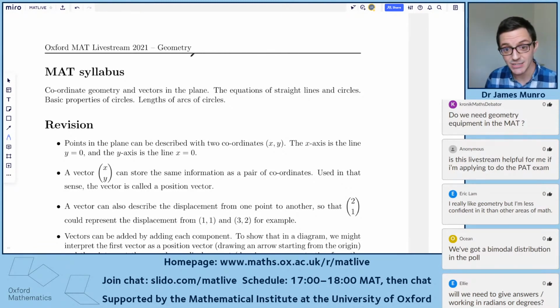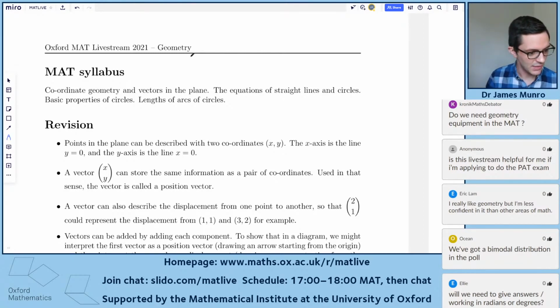And somebody asking me about PAT, which is the physics aptitude test. Physics aptitude test involves a chunk of mathematics as well. I think not quite so much geometry as the math submissions test, but who knows? This sort of problem solving, turning things into algebra and solving algebra questions feels useful to me.